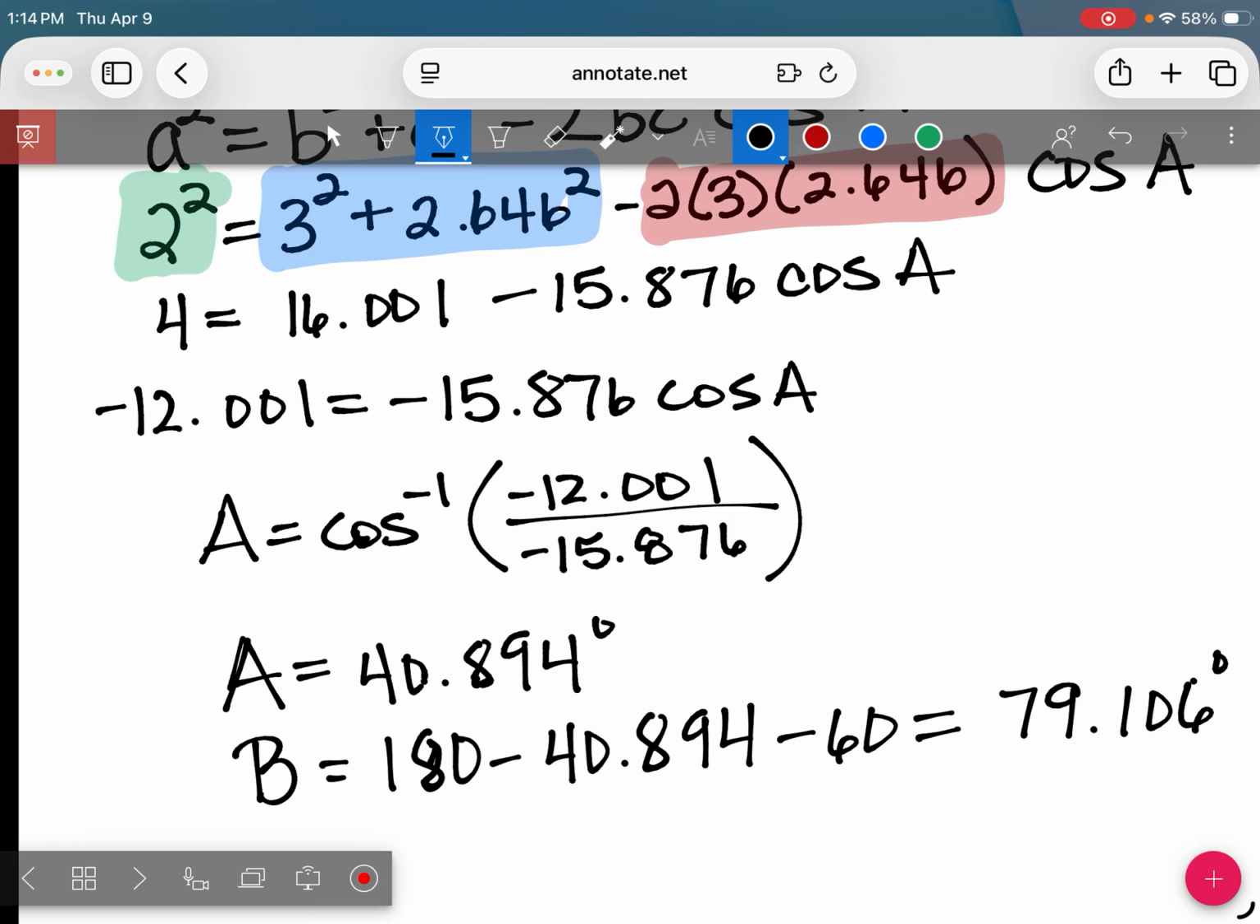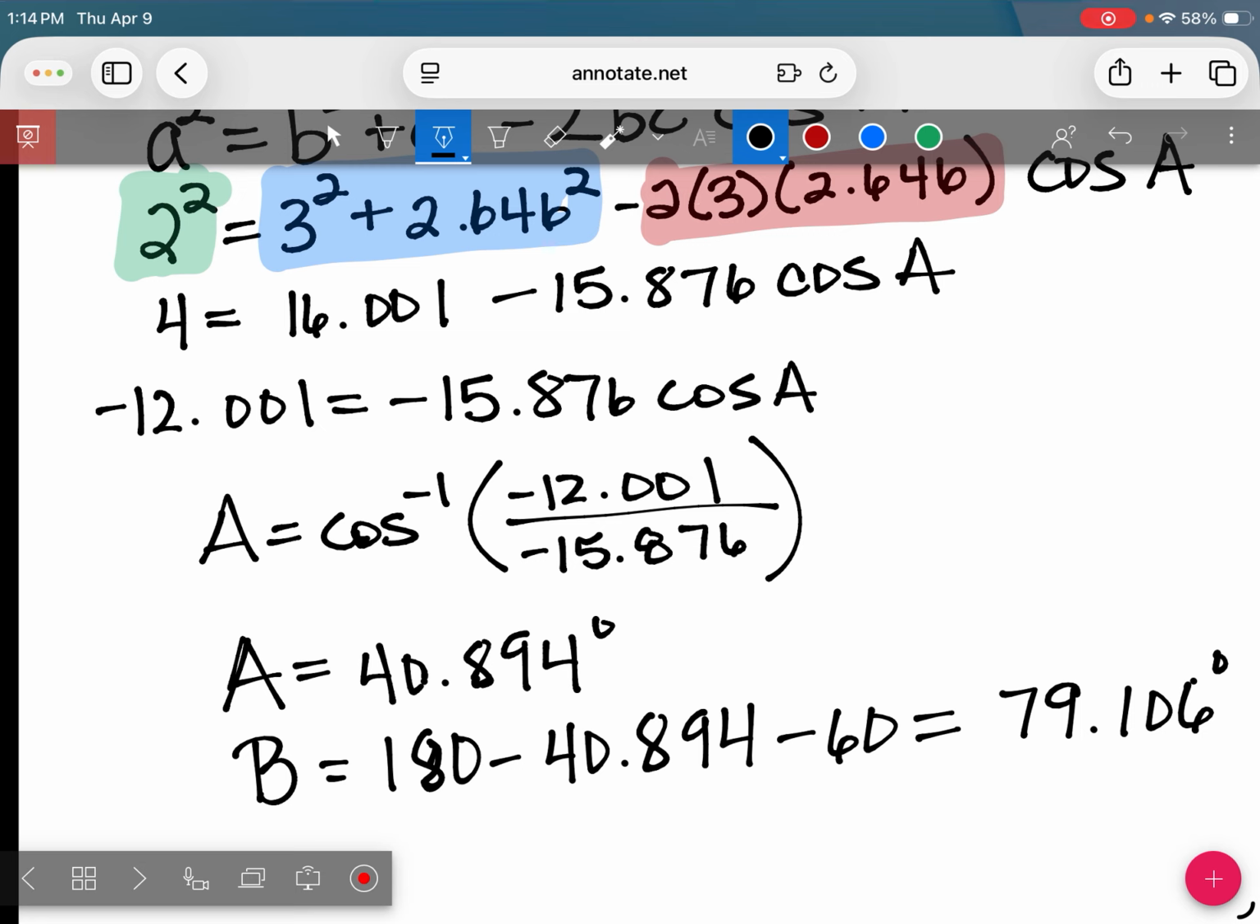And that is the law of cosines. I know the formula looks intimidating, but it's really not that bad. If you just remember, whatever you start with, you have to end with. It's the Pythagorean theorem.